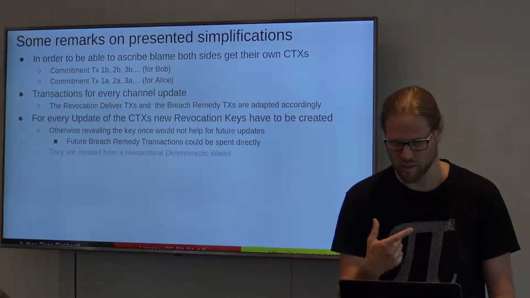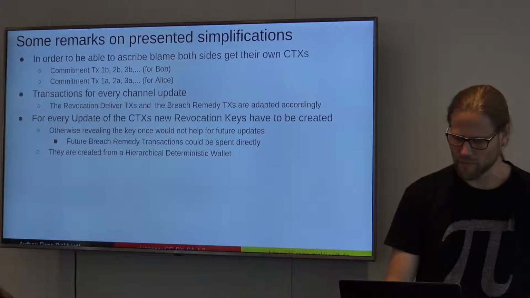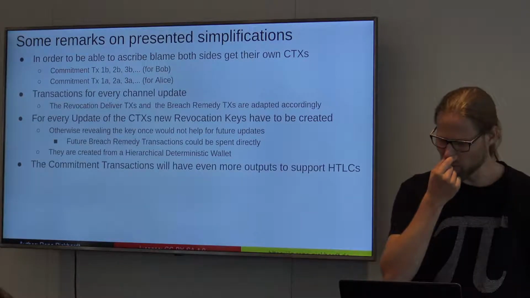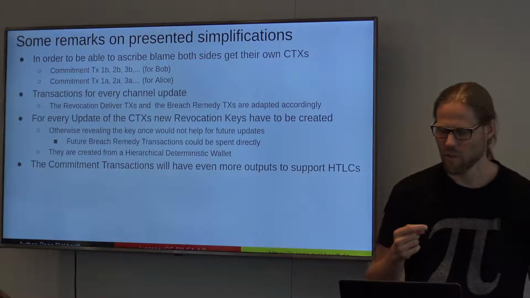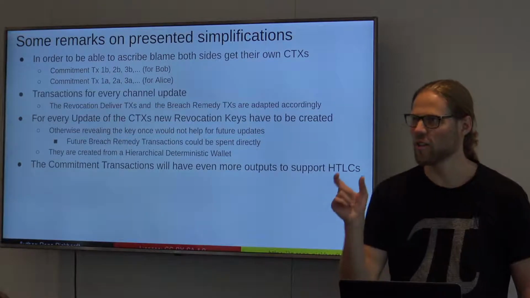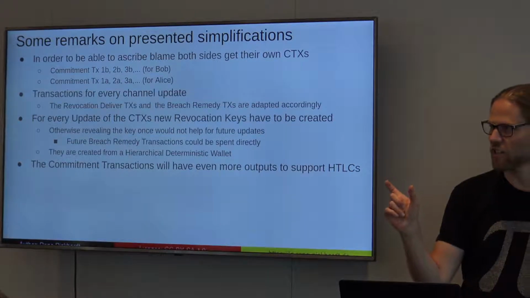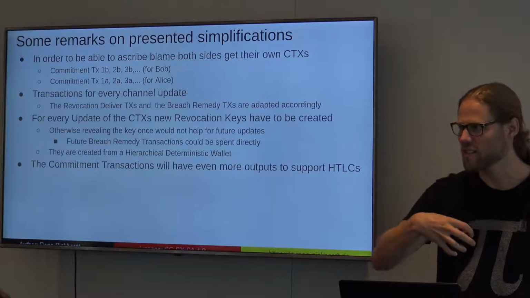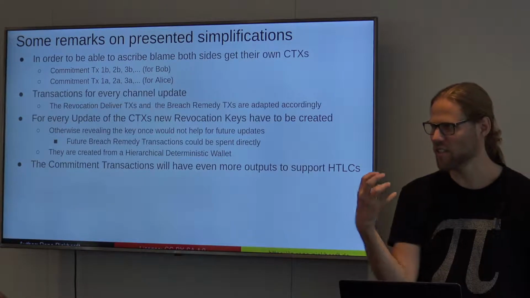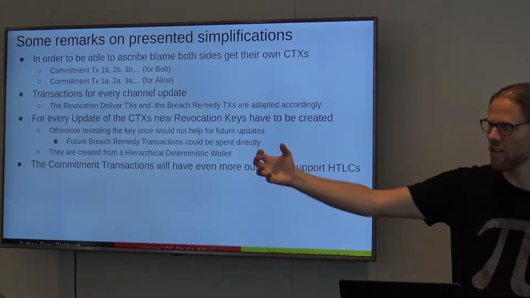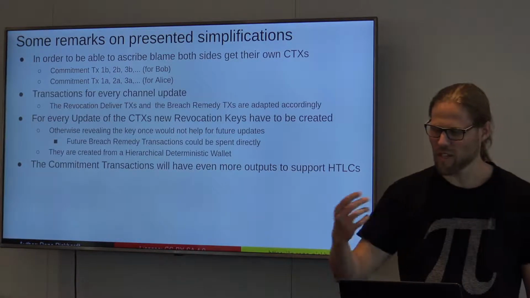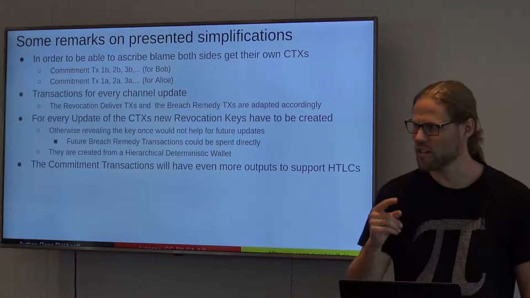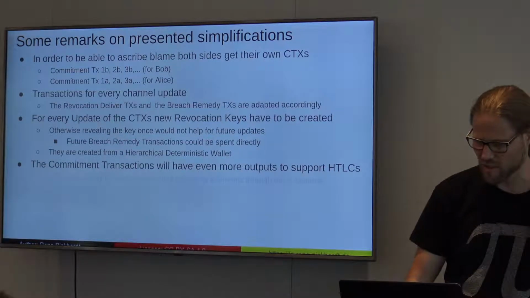So we need our own revocation keys. Yeah. The commitment transactions will have even more outputs, right? So we only saw 2 outputs in the commitment transaction, which was the time-locked output that goes to myself, basically, which can be taken away as a penalty, and the output of the channel partner. But there's also HTLCs that are additional outputs in the commitment transactions.